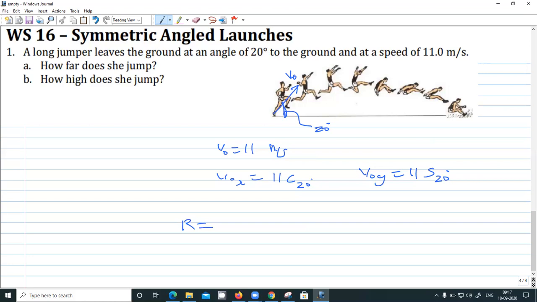So how do you do this? Range is v naught x into capital T, where capital T is the time of flight. Isn't it v x t? Yeah, that's right. So I have to find the time of flight. Okay. So how do you find time of flight?